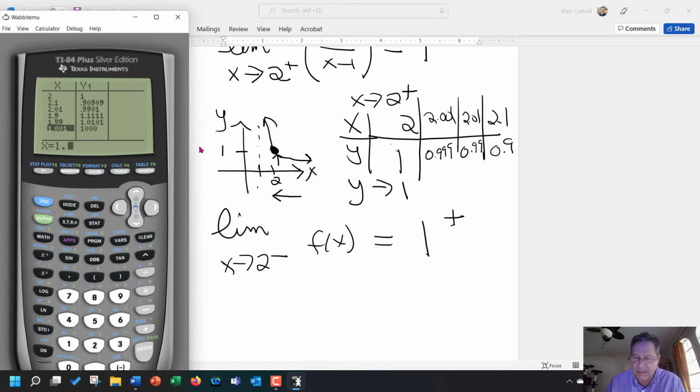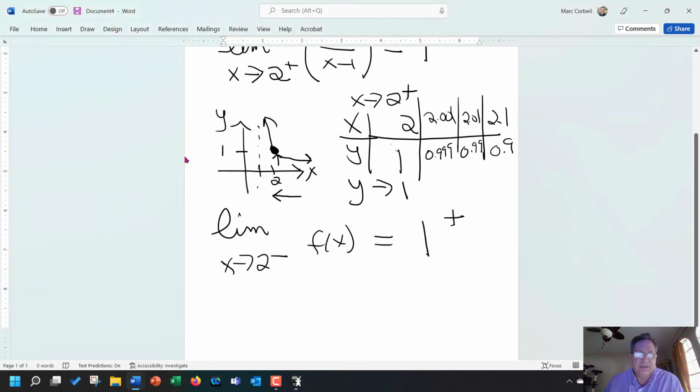1.99, and then 1.999. And notice these values are getting closer and closer to 1. But from the top, these values are bigger, a little smaller and smaller. And that's exactly what's going on when the graph comes down. It's coming down to that value. So these values are approaching both from the top and bottom.